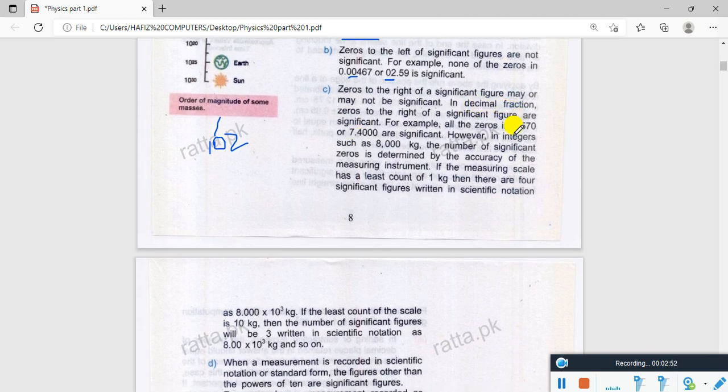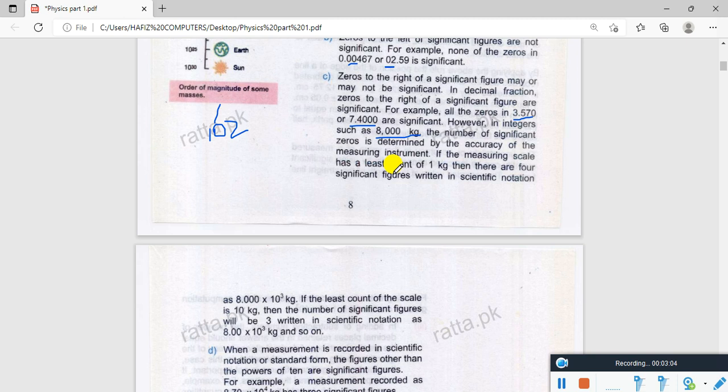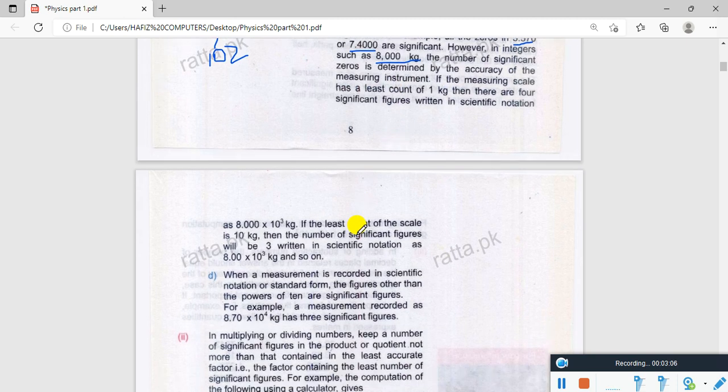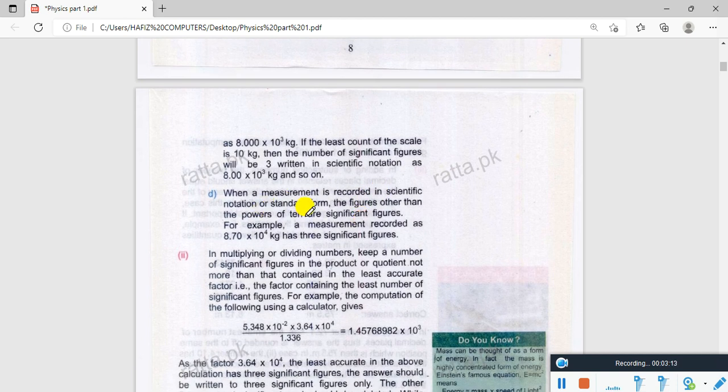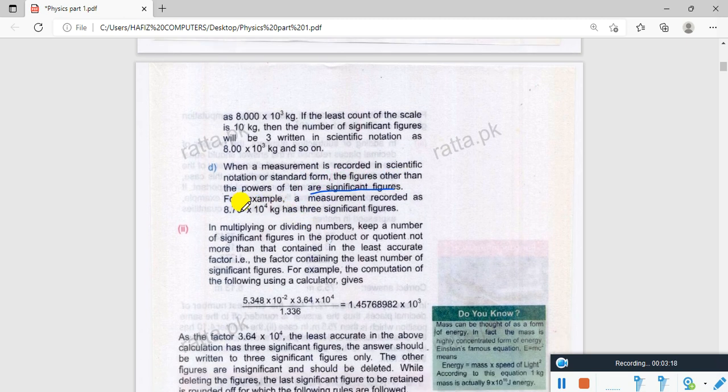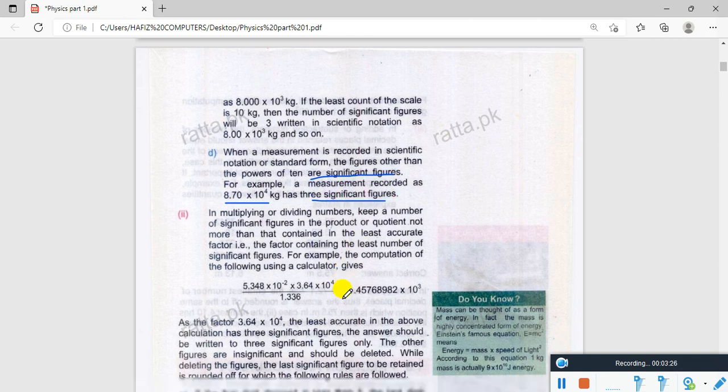For example, all the zeros in 3.570 or 7.4000 are significant. However, in integers, these zeros are not determined by the accuracy of the measuring instrument, so these may or may not be significant. When a measurement is recorded in scientific notation or standard form, the figures other than the powers of 10 are significant figures. For example, a measurement recorded as 8.70 × 10^4 kg has 3 significant figures.